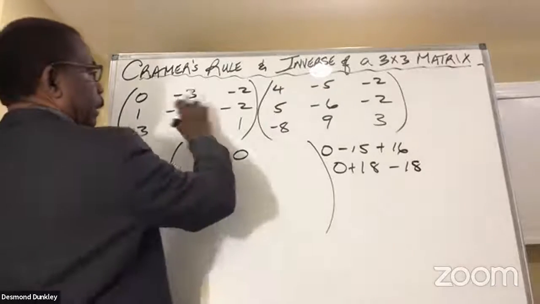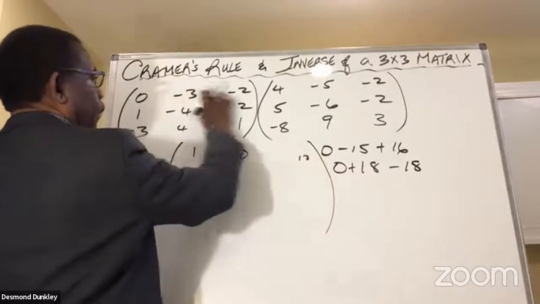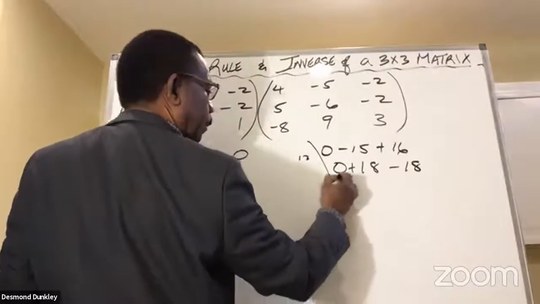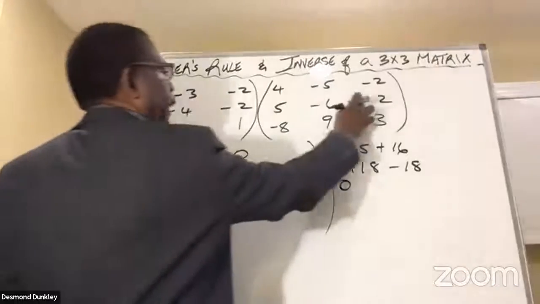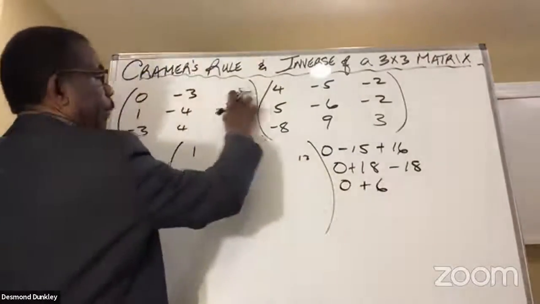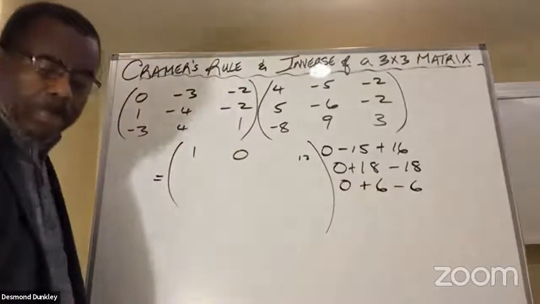Let's go to this. This is the 1, 3 entry, first row, third column. 0 times -2, 0. -3 times -2, 6. And -2 times 3, -6. So that you see gives you 0.